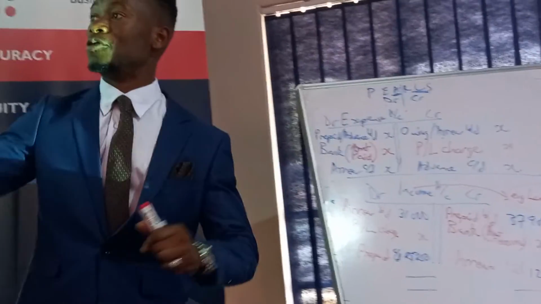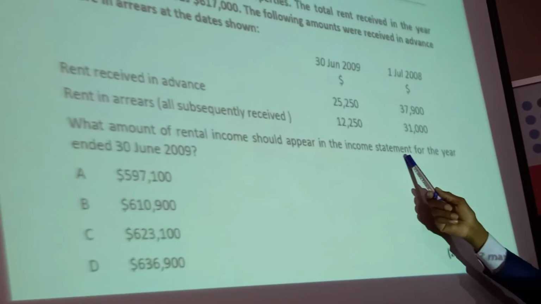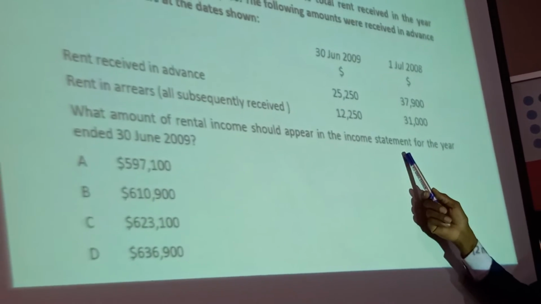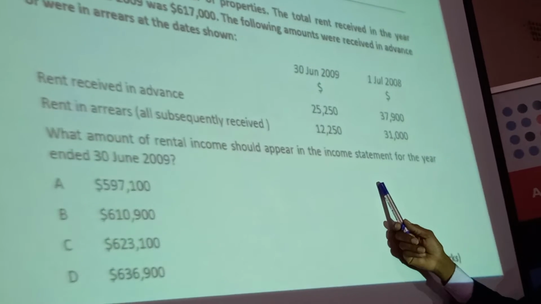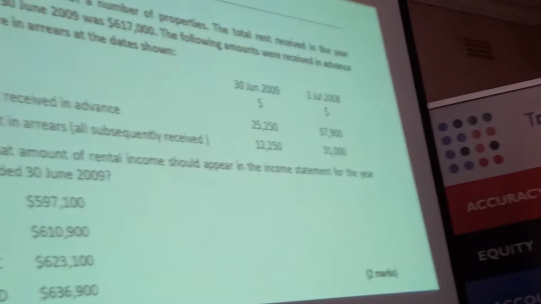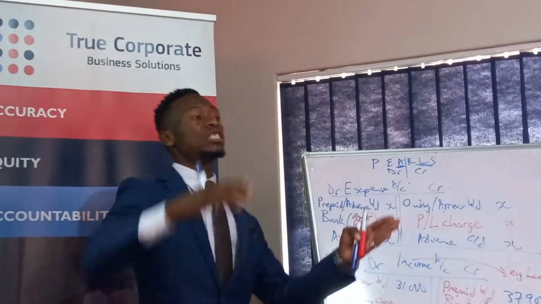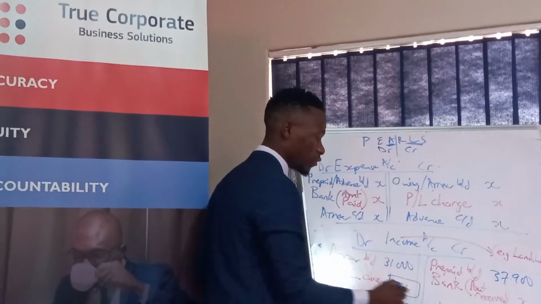Let's read what you are going to do. What amount of rent income should appear in the income statement, guys? They will say income statement, or they would say profit or loss, it is the same. You remember, we have financial position, we used to call it balance sheet. So balance sheet and financial position is the same, right? Income statement or profit or loss statement is the same. So they want this amount. We are calculating for this amount.